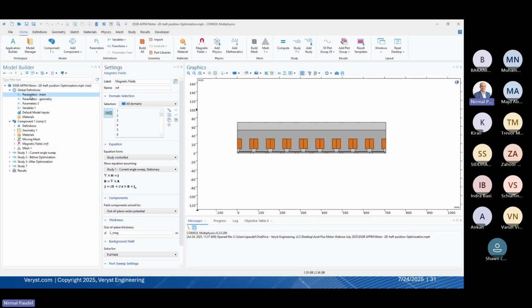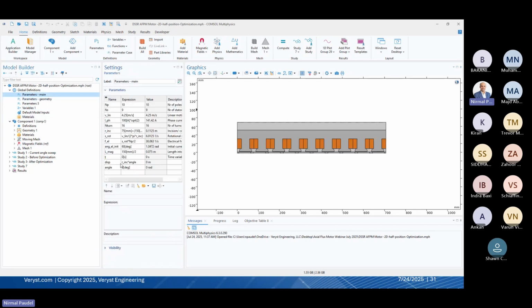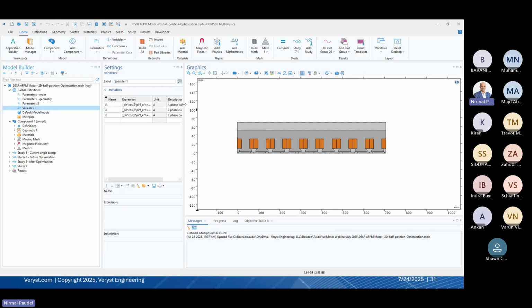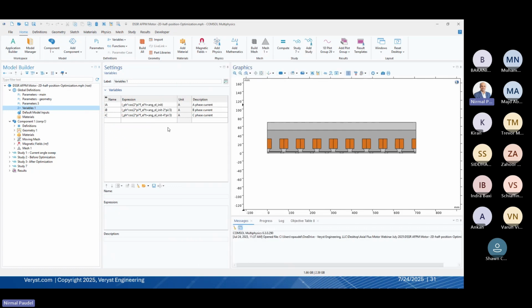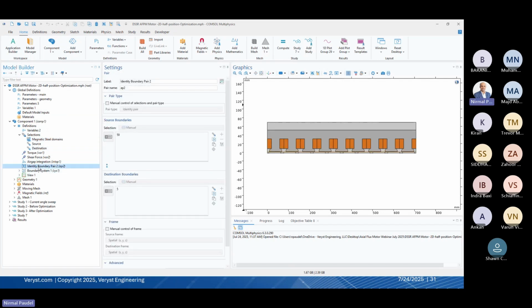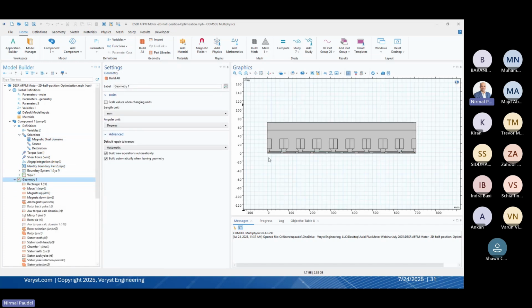So here, so far, we have parameters defined for stator, rotor, and then also parameters for coil configurations, speed, and symmetry factor, and likewise. We have assigned a current input as a variable with different angles, opposite angle by 120-degree out of phase. Then we have different selections just for modeling ease. What we have here is the identity pair, which is generated after finishing the geometry.